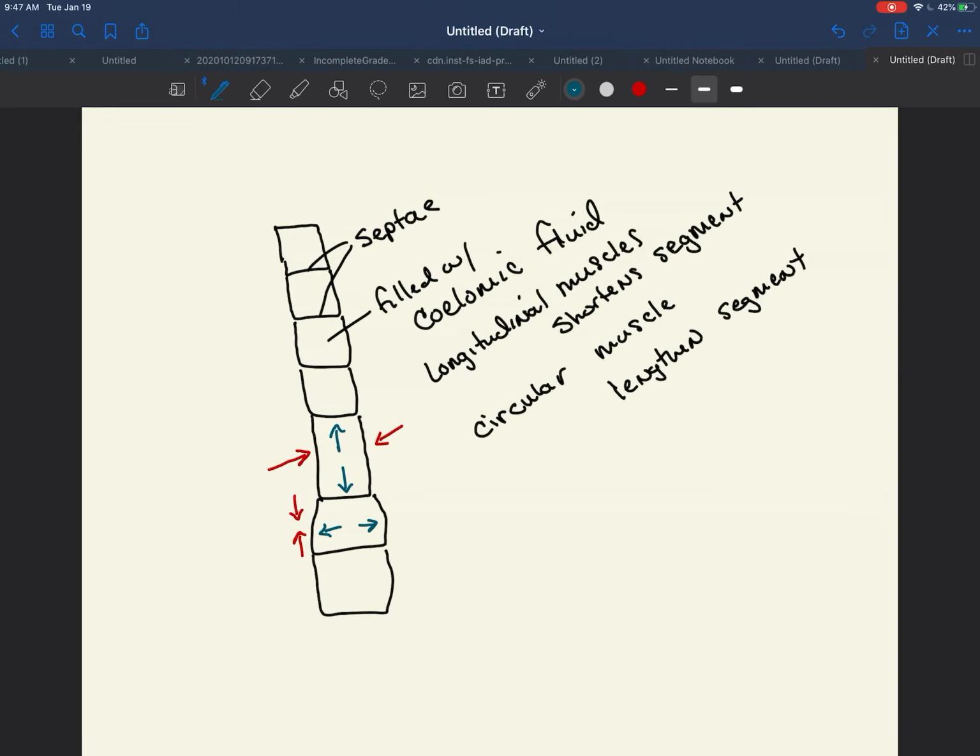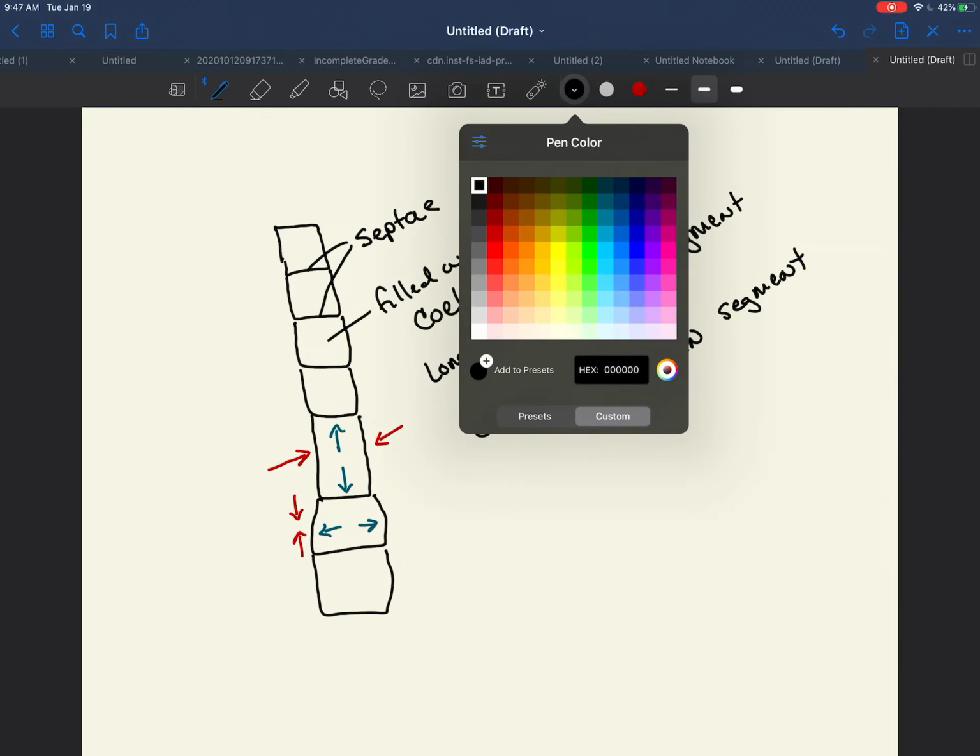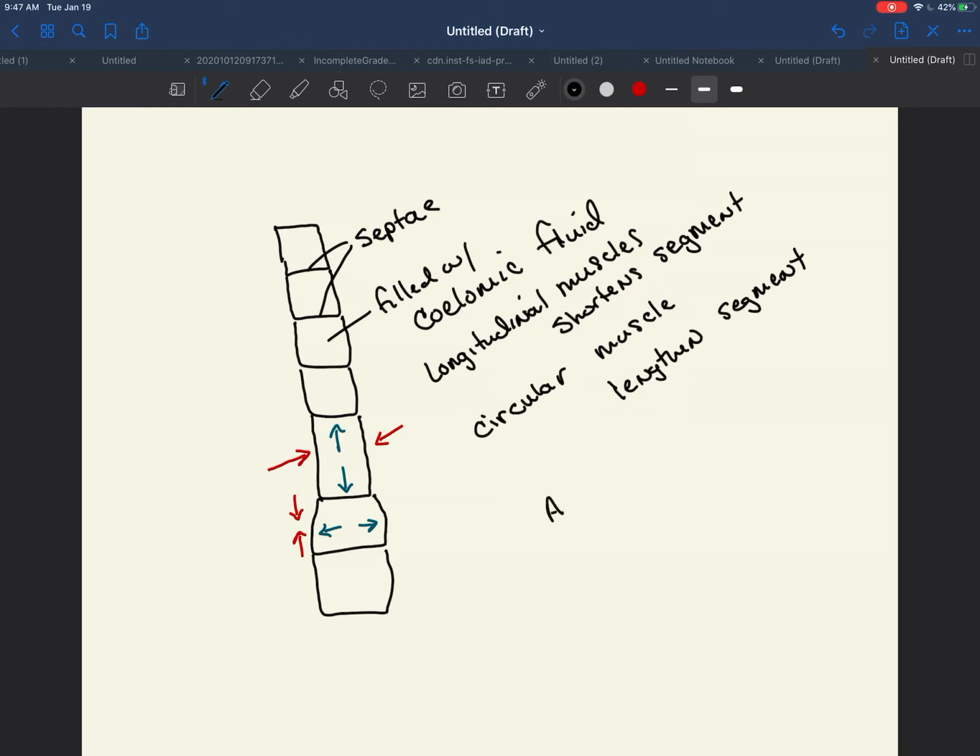And this alternation of contraction and relaxation of these two different layers of muscles leads to a type of burrowing, which is called peristaltic burrowing. So this allows for peristaltic burrowing.